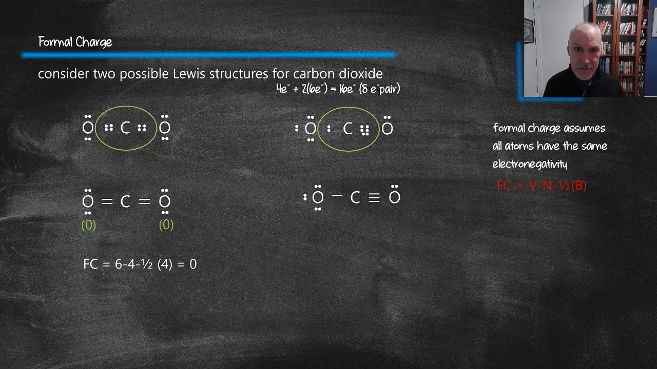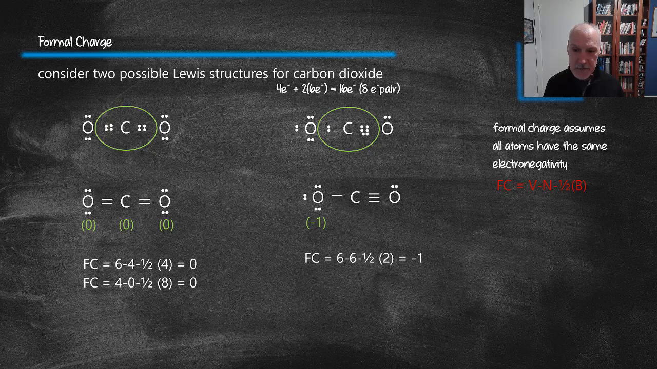This would also be the same for the oxygen on the other end. The carbon in the center has 4 valence electrons. It has no non-bonded pairs of electrons, but the number of bonded electrons are 8, and so I use 1/2 of 8, and it also gives me a formal charge of 0. So all the species here have formal charges of 0.